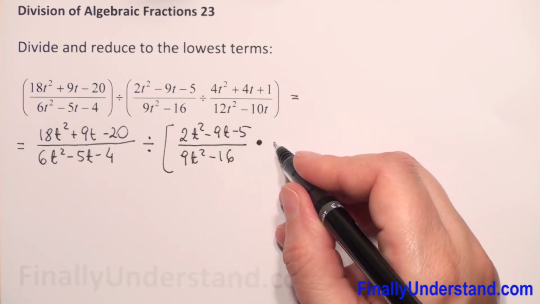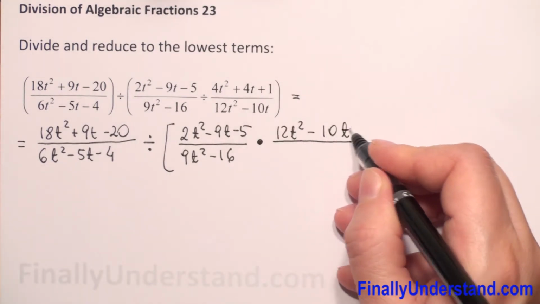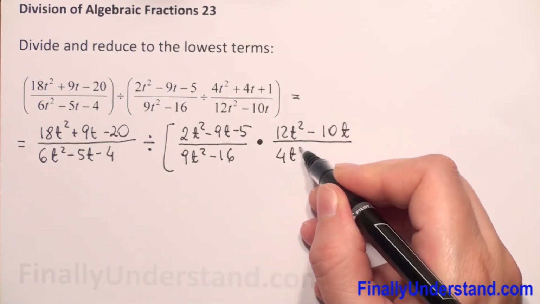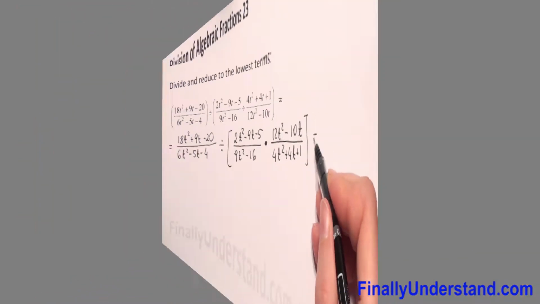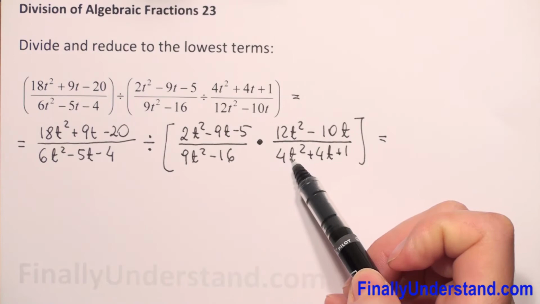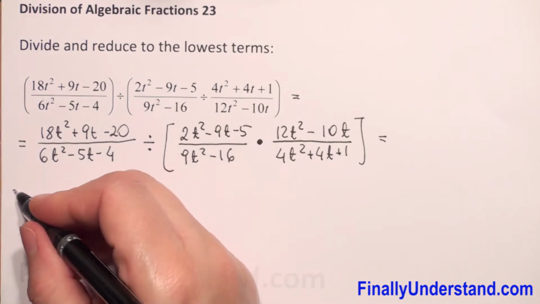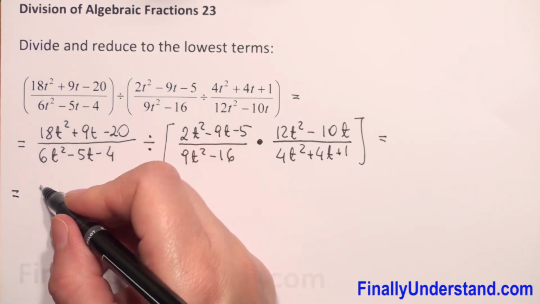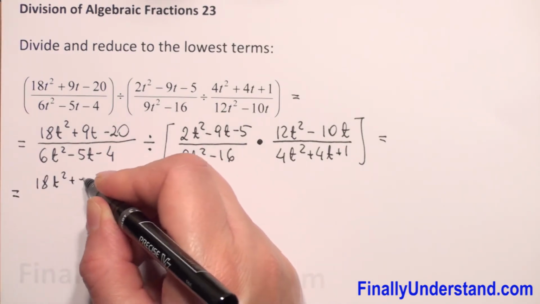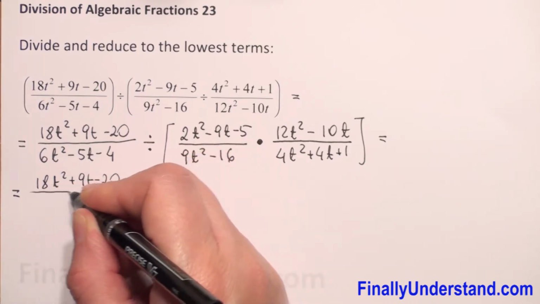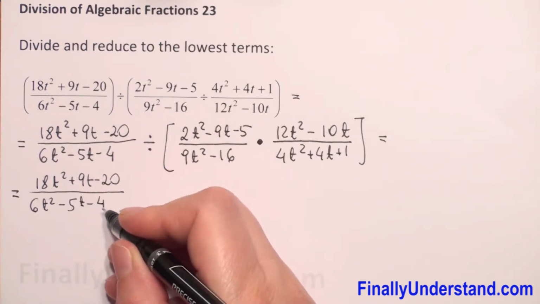We have to flip the second algebraic fraction. So it will be 12t squared minus 10t over 4t squared plus 4t plus 1. Close brackets. So now, in parentheses, when we're multiplying two algebraic fractions, we have to multiply numerator times numerator, denominator times denominator. So this is equal, first algebraic fraction we need to copy. So this is 18t squared plus 9t minus 20 over 6t squared minus 5t minus 4.